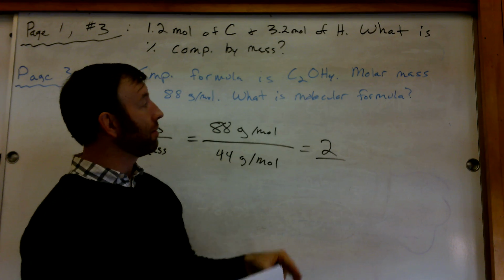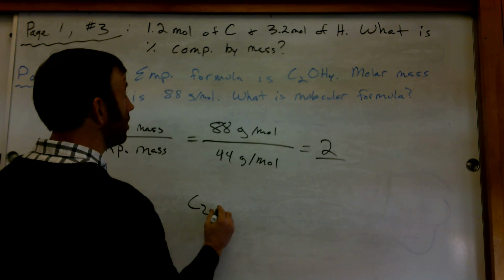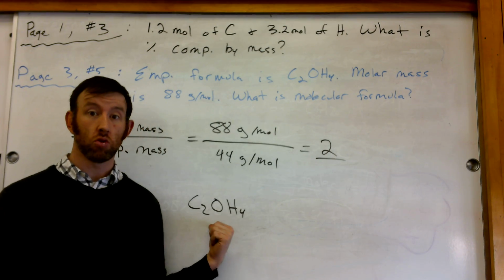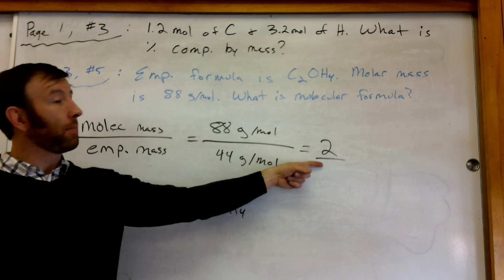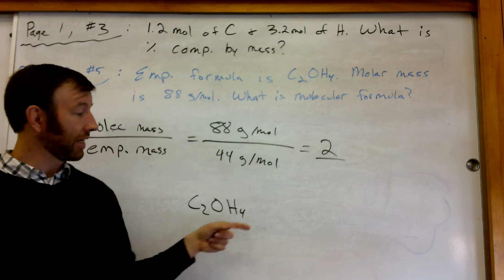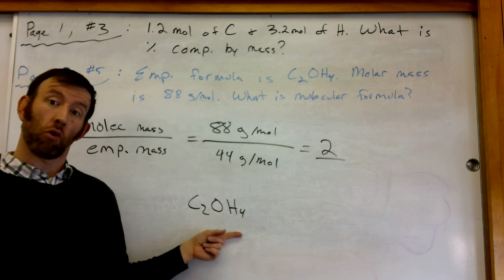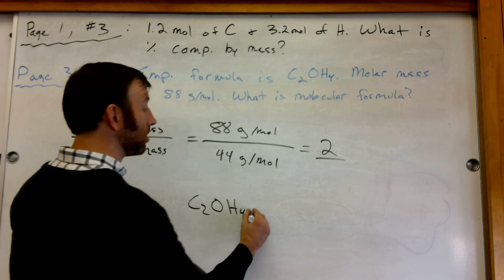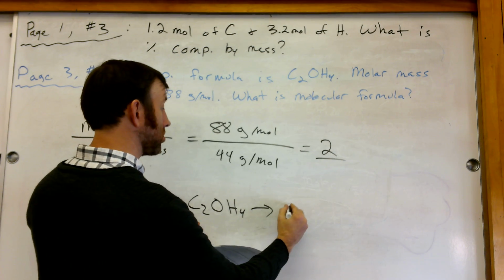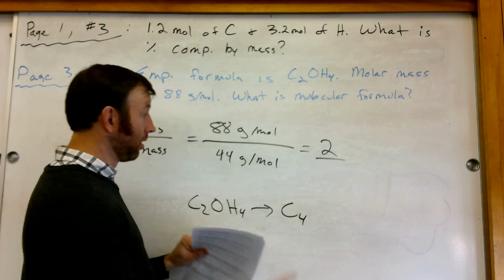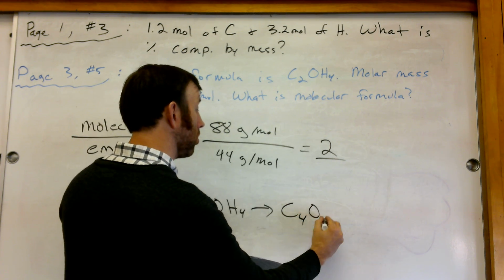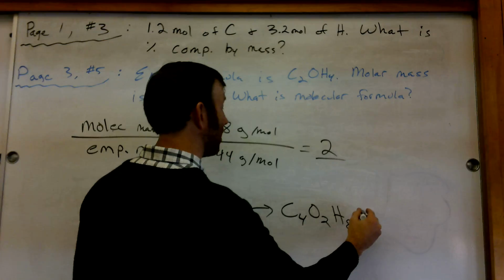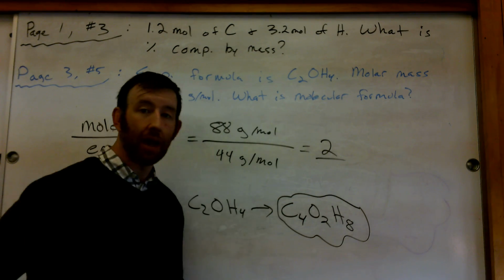Right? So my empirical formula is C2OH4, right? So there's my empirical formula, C2OH4. Now, my molecular mass is actually double that. So that tells me that I need to double the quantities in this empirical formula. I'll have the same ratio. It's just going to give me a better picture of what that molecule actually is. So I'm going to take 2 times 2, which is C4. 2 times 1, O2, 2 times 4, H8. And that is my molecular formula.